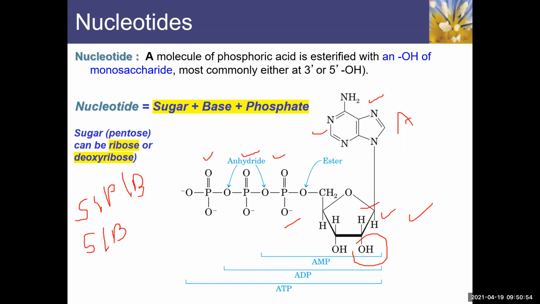You don't have to memorize the structure. But if the structure is given to you, you should be able to identify whether it is an ATP, an ADP, or an AMP, right? And you should know the bonds. Bonds are very important. You should know the bonds, right? Because bonds are everything, isn't it?